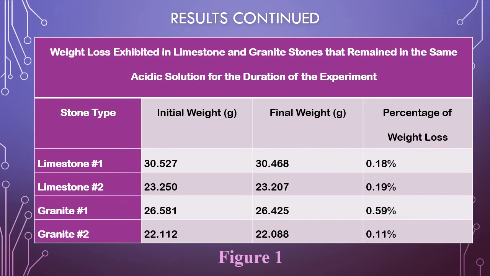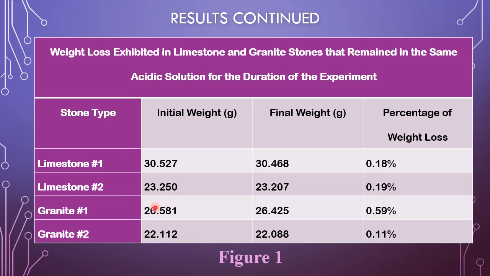So this is figure 1 for my experiment, and it is the initial weights, final weights, and percentages of weight loss for the stones that did not undergo any exchanges of the diluted sulfuric acid solution. Here in the third row, you can see the infamous aberrant granite number 1, which exhibited the highest percentage of weight loss, even though it had the second highest initial weight.